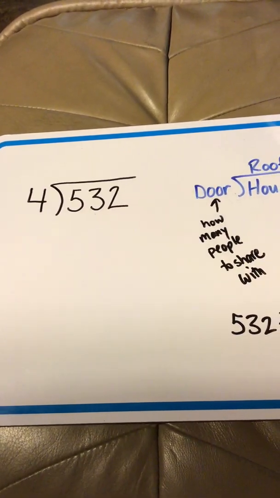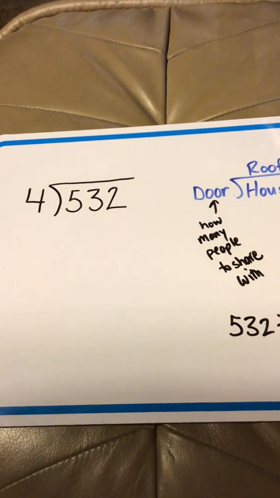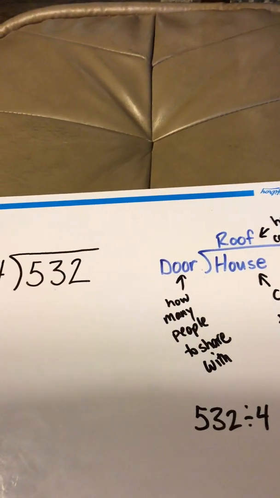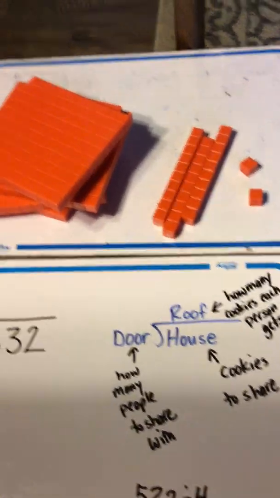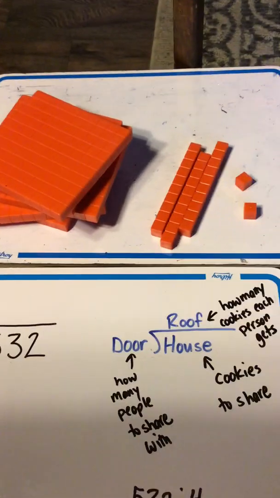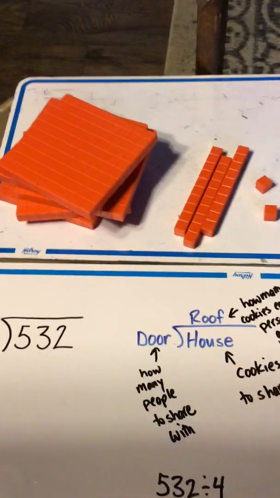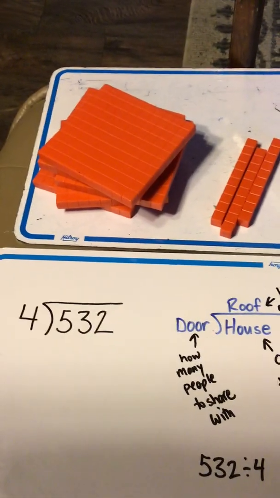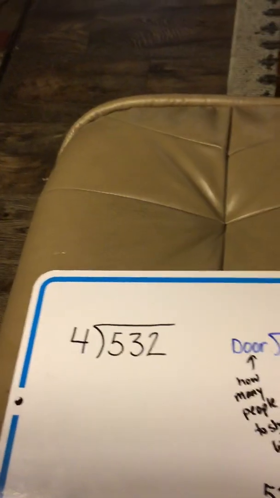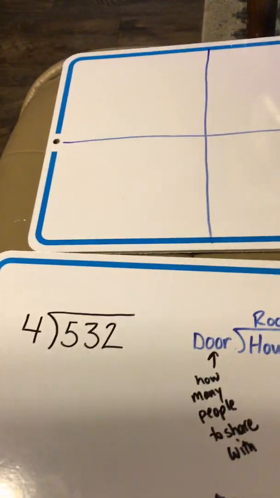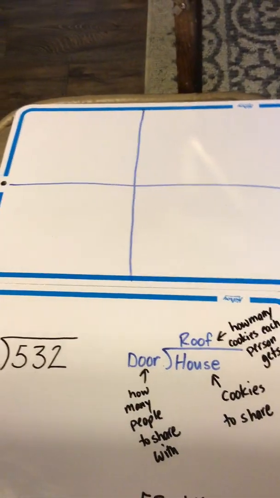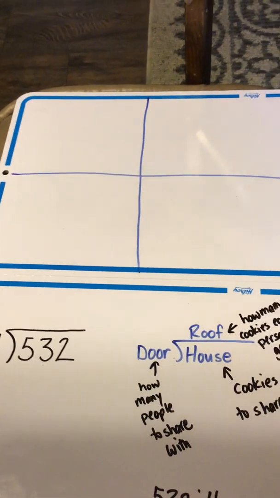Okay, so we've got 532 cookies that we need to get sharing. So we're going to start out with our good friends, the base 10 blocks. Here we have 532 represented in base 10 blocks. We've got 5 hundreds, 3 tens, and 2 ones. And we're going to share them between these 4 people at the door. So I'm just going to sneak those over to the side, and I'm going to put out the plates that we are going to share with. Okay, so we've got 4 plates, 1 for each person at the door.